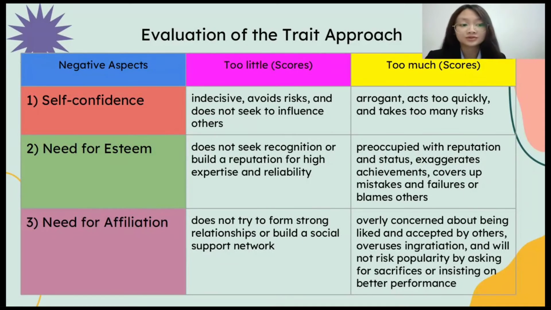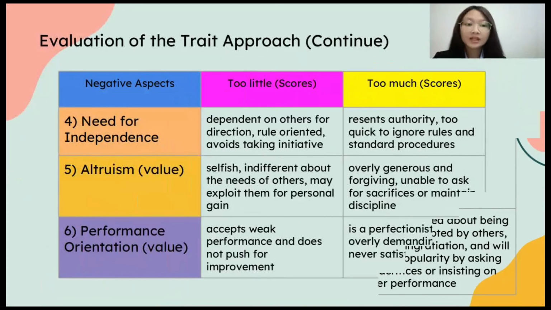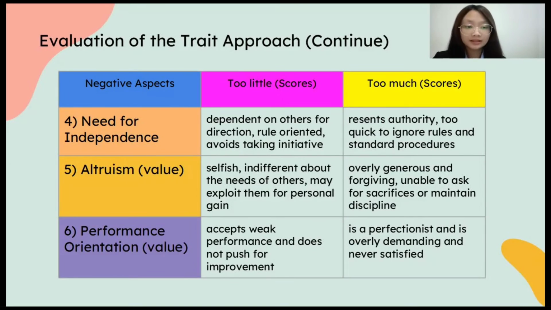If too little, you do not try to form true relationships or build a social support network. If too much, you look overly concerned about being liked and accepted by others, overvalue appreciation, and will not risk popularity by asking for sacrifice or insisting on better performance. The next evaluation is need for impact. If too little, you are dependent on others for direction, look passive, and avoid taking initiative. If too much, you resist authority too quickly and ignore rules and standard procedures.